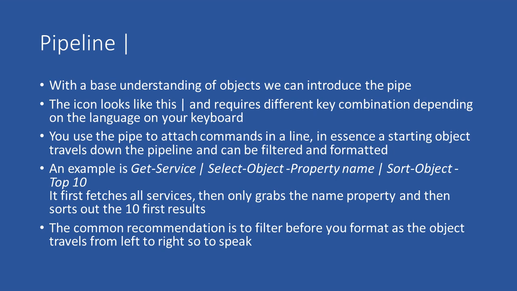What it does is that it first fetches all services, then only selects the name property of these, and finally takes the top 10. The object travels from left to right, and the common recommendation is to filter first before you format.